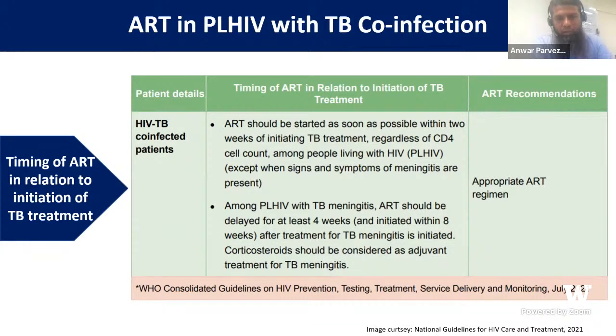Only caveat here is in case of TB meningitis. If the patient has TB meningitis, the recommendation is to delay initiation of ART for at least 4 weeks after the TB treatment for TB meningitis is initiated. So you can give steroids in these patients to reduce the inflammation. Because if you start ART early in this patient, there is high chance of morbidity and mortality. And that is why the treatment is delayed, mainly due to immune reconstitution inflammatory syndrome, which sometimes becomes difficult to manage.